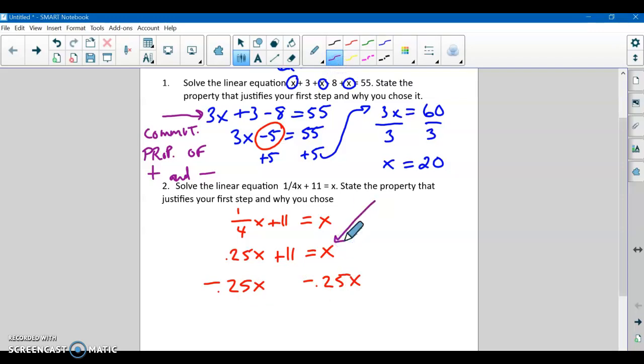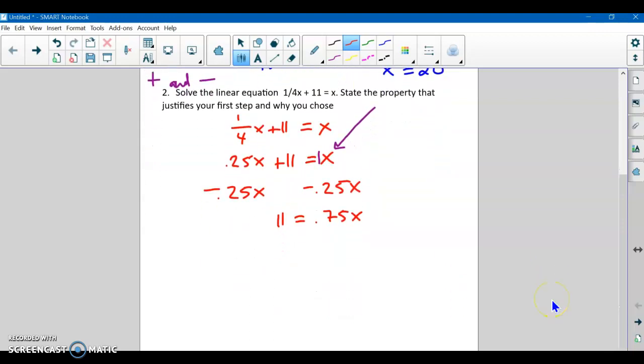But all we have over here is this x. How many x's are right there? Well, technically there's just one x. So 0.25 subtracted from 1, we're going to end up with 11 is equal to 0.75x. Now again, we want to get the x on its own.